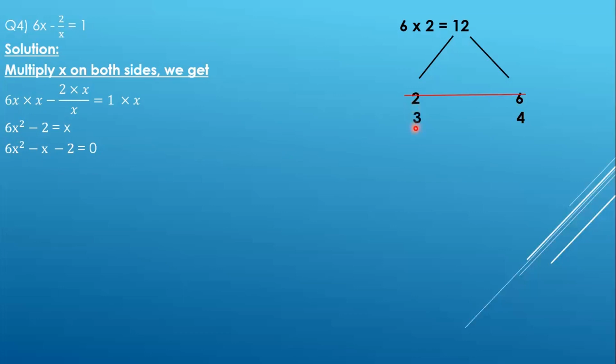The next is 3, 4. So when we add 3 and 4, we get 7. And when we subtract 3 and 4, we get 1. But we want -1. So in this case, we will be giving the negative sign to the greater number and positive sign to the smaller number. Over here, the greater number is 4, so negative sign will be given to 4. And smaller number is 3, so positive sign to the smaller number.